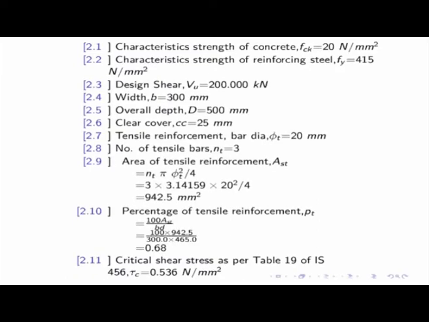So again, as you can see in this particular one, characteristic strength of concrete fck is again 20 Newton per square millimeter. One thing just to inform you: all these examples I have solved not manually, but through programming. And for this particular problem, all those things I have given as 2.1, 2.2, like that, all given here.